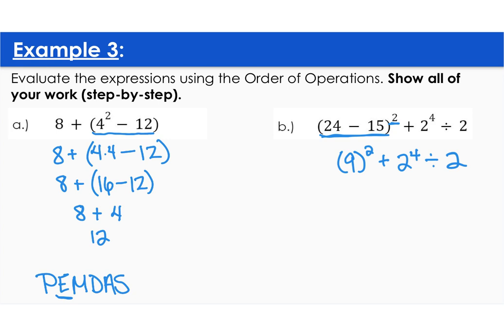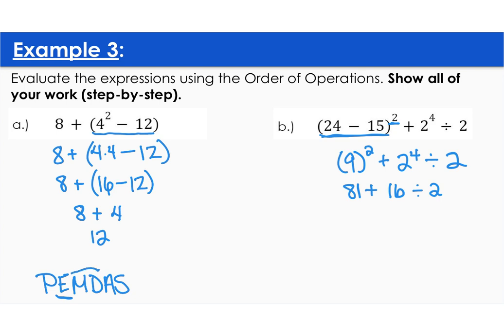So I have 9 squared, which is 9 times 9, 81. 2 to the 4th, which is 16, because that's 2 times 2, which is 4, times 2, which is 8, times 2 again is 16. And then I have divided by 2 on the end. Make sure to bring everything down.